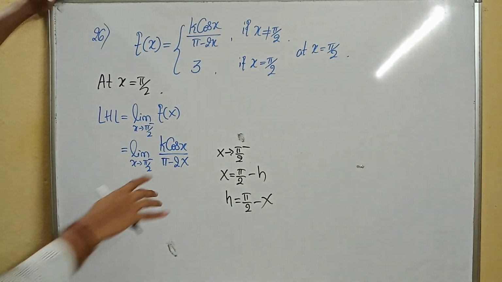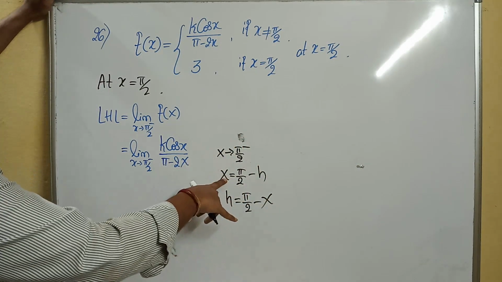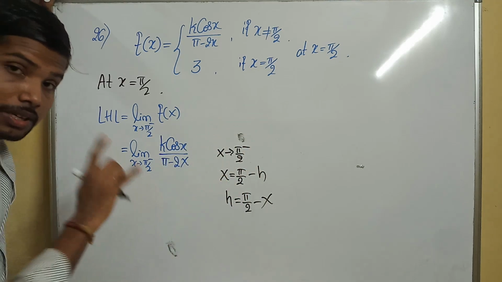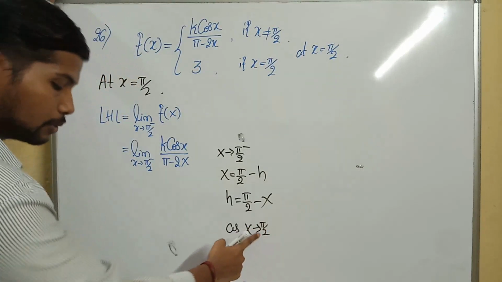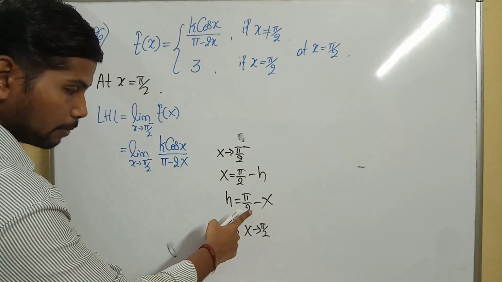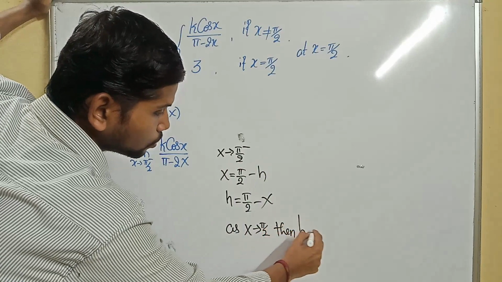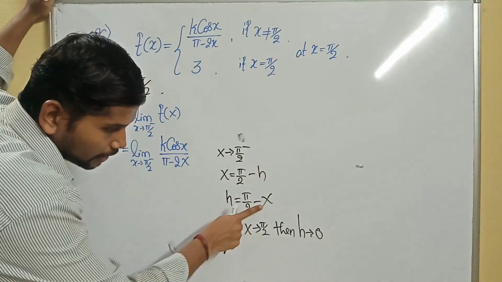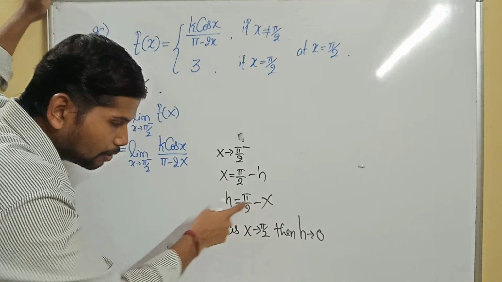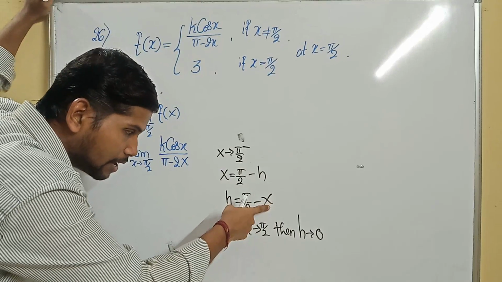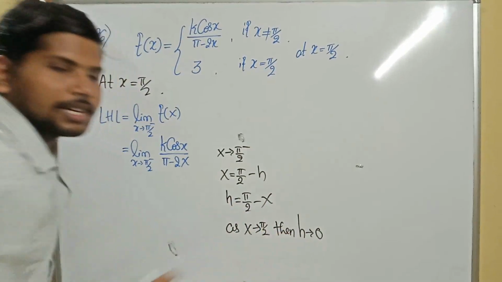Now concentrate. Wherever x is there, I'd like to write pi by 2 minus h, and where minus h taken on left hand side, plus h, plus x on right hand side, minus x. I need to change the limits also. As x tending to pi by 2, substitute here x value pi by 2. Pi by 2 minus pi by 2 will be 0. Then h tending to 0. Getting my point? Observe here. I am going to substitute in this x part pi by 2. What is pi by 2 minus pi by 2? H value will be 0. As x tending to pi by 2, whenever I substitute x as pi by 2, h value will be 0. That's why h tending to 0.